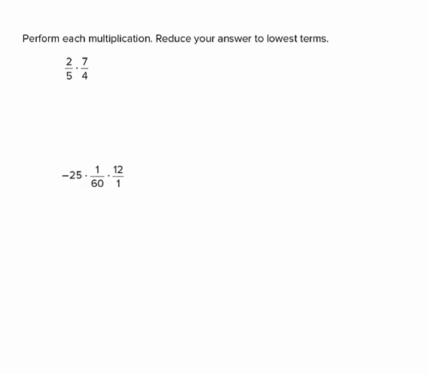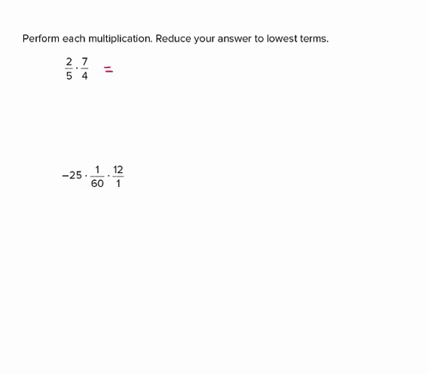So if we multiply 2/5 times 7/4, again, perform each multiplication and reduce our answer to lowest terms is the goal. We have a couple of options. Certainly the rule for multiplication allows us to multiply the numerators and multiply the denominators, but it turns out to be a little bit more efficient if we reduce the fraction first, reduce by dividing any common factors from the numerators and denominators before we begin.